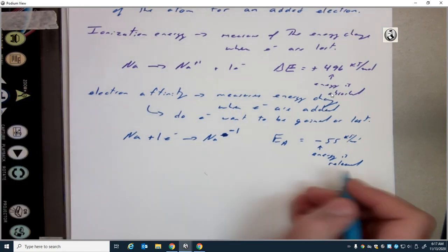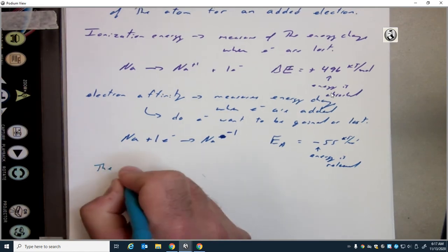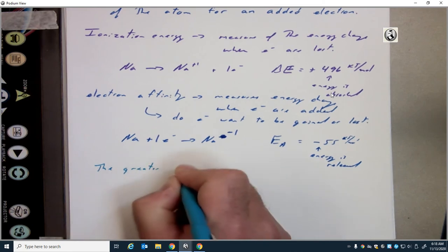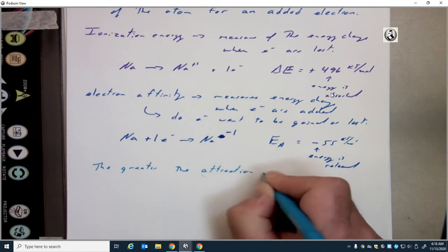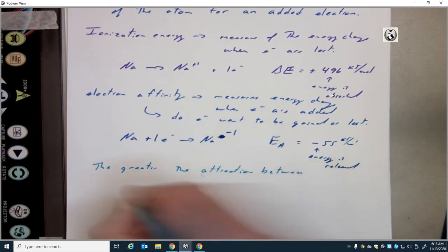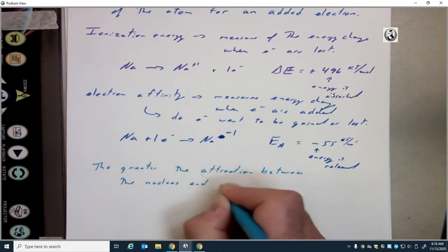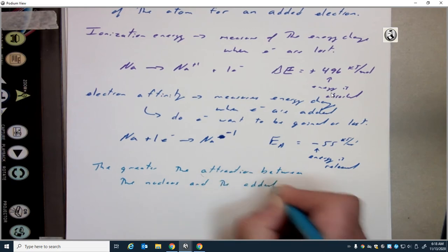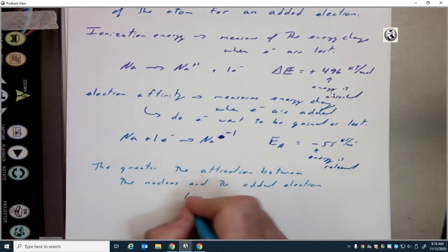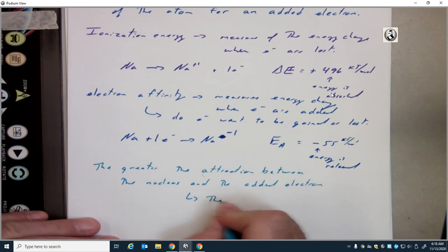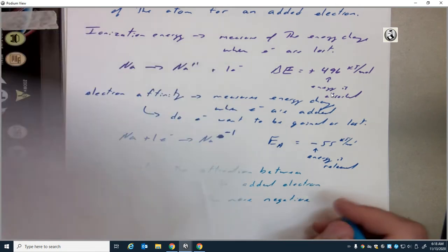So if you know the statement, you're in pretty good shape. The greater the attraction between the nucleus and the added electron, the more negative the atom's electron affinity.